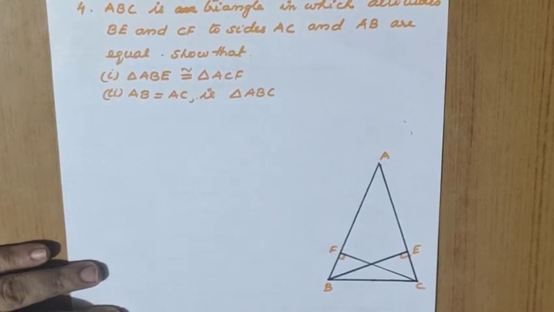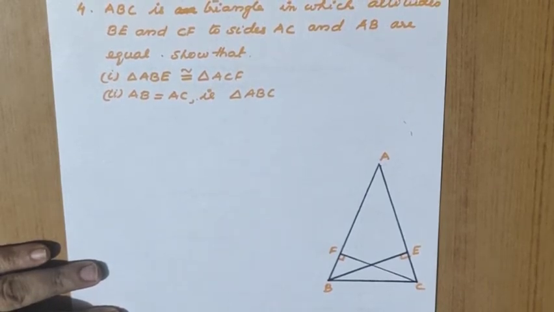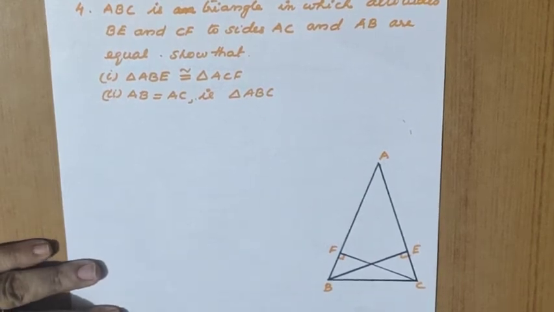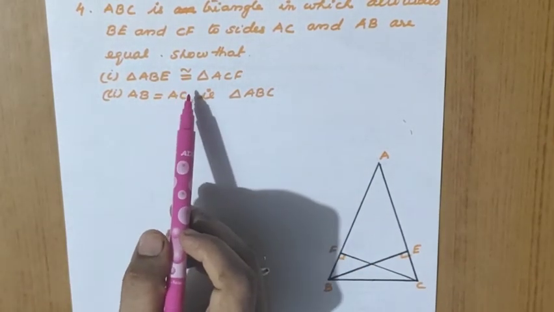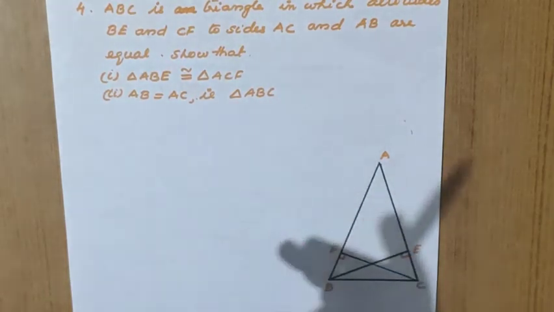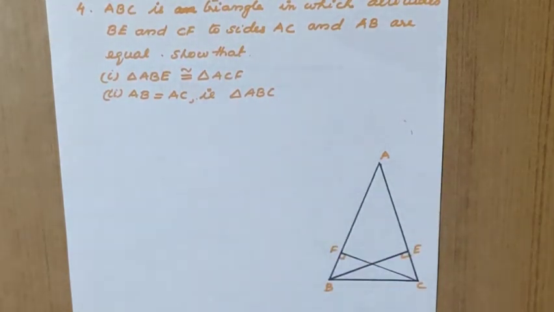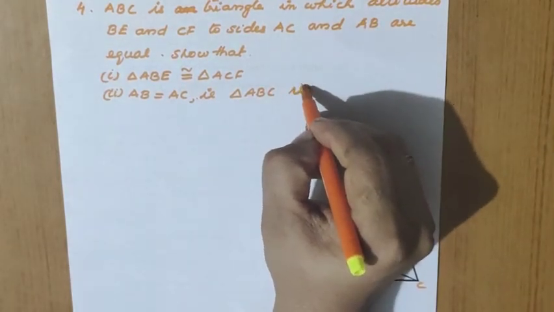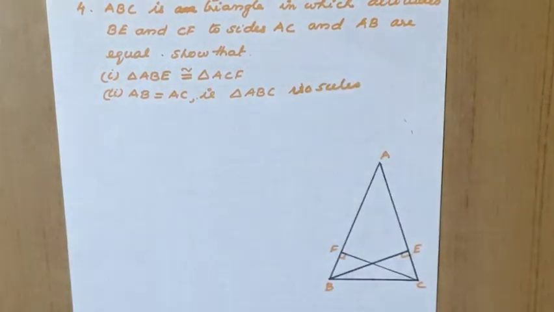Triangle ABC is a triangle in which altitudes BE and CF to the sides AC and AB are equal. Show that triangle ABE is congruent to triangle ACF and also AB equal to AC. That is, the triangle ABC is an isosceles triangle. What is the question? The triangle ABC is an isosceles triangle. Okay, so what is given in the question means this time altitudes are equal.